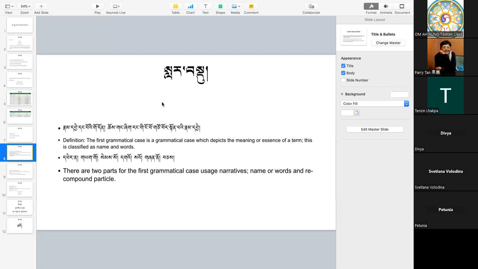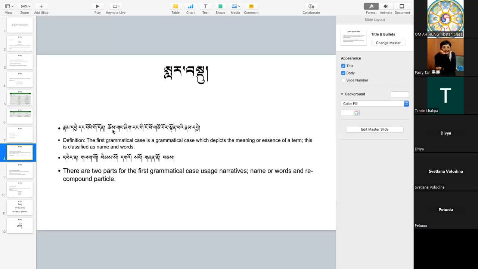Of a term, this is classified as name and word. And then it does it individually. So name and term. We see that the first grammatical case is a grammatical case which depicts the meaning or essence of a term. And this is the definition in Tibetan.